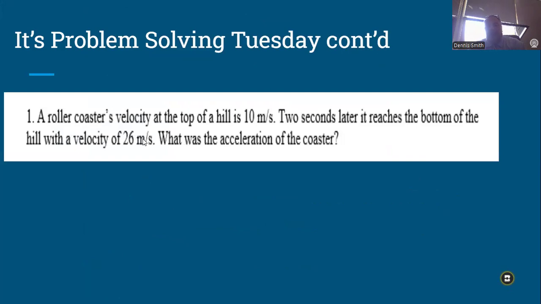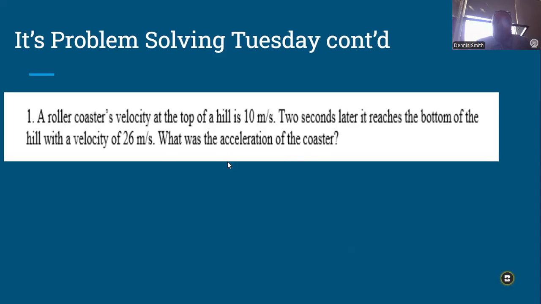All right. And then a roller coaster's velocity at the top of a hill is 10 meters per second. Okay. 2 seconds later, it reaches the bottom of the hill with a velocity of 26 meters per second. What was the acceleration of the coaster?